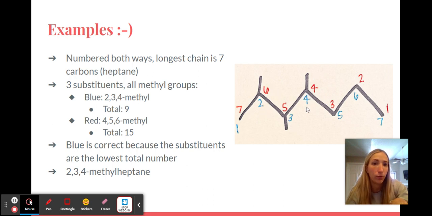The 2, 3, and 4 is going to be lower in the number amounts. Not only is it closer, but it's lower in numbers. The total is 9. And then for the red, it was a total of 15. So the blue is going to be correct again because the substituents all have the lowest total number. And then that will make this a 2, 3, 4. Oh, I did that wrong. Trimethylheptane.